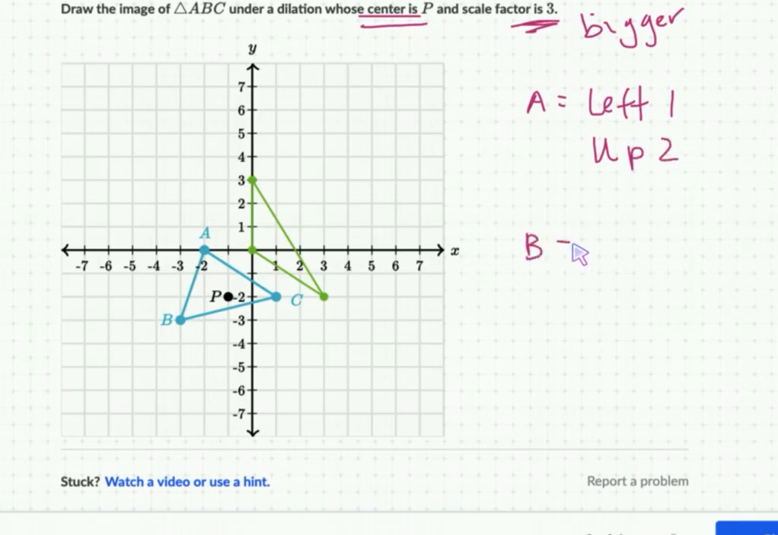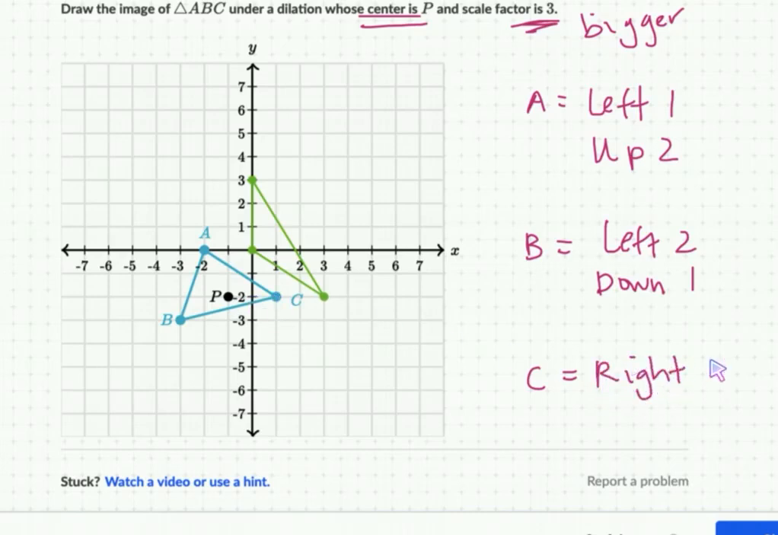Okay? For B, starting from P, I would go to the left 2, and then after going to the left 2, I go down 1. For C, I would just go to the right 2. Okay? So you're treating this as if it were the origin. So instead of writing down the ordered pairs, it'll be easier just to write the directions.